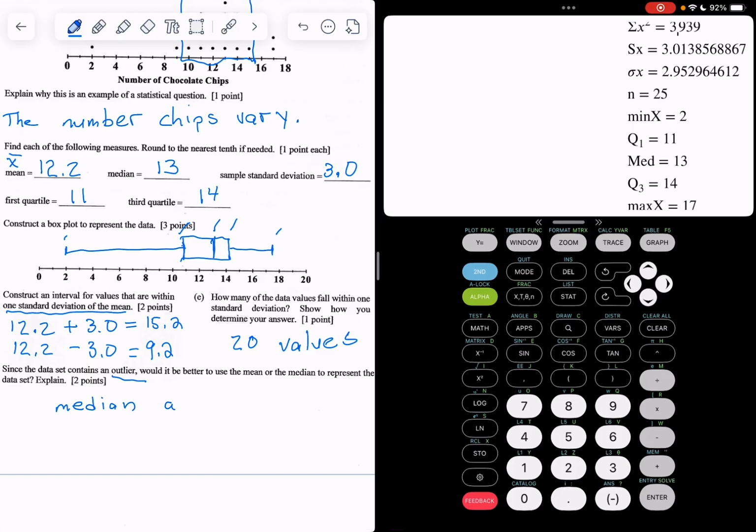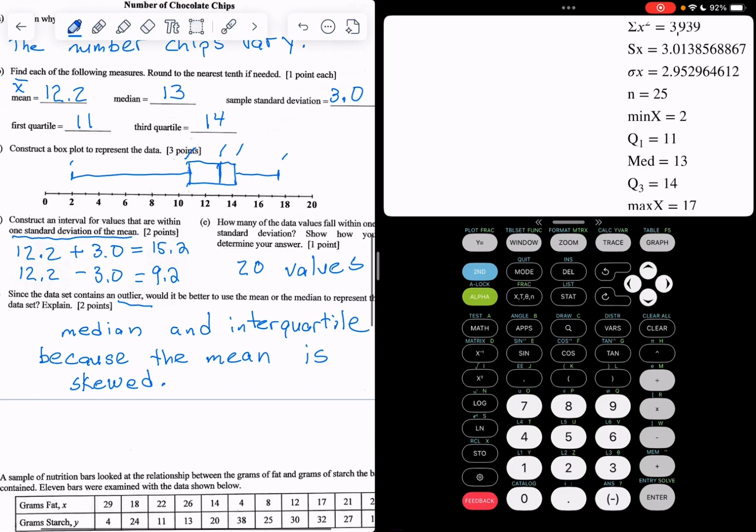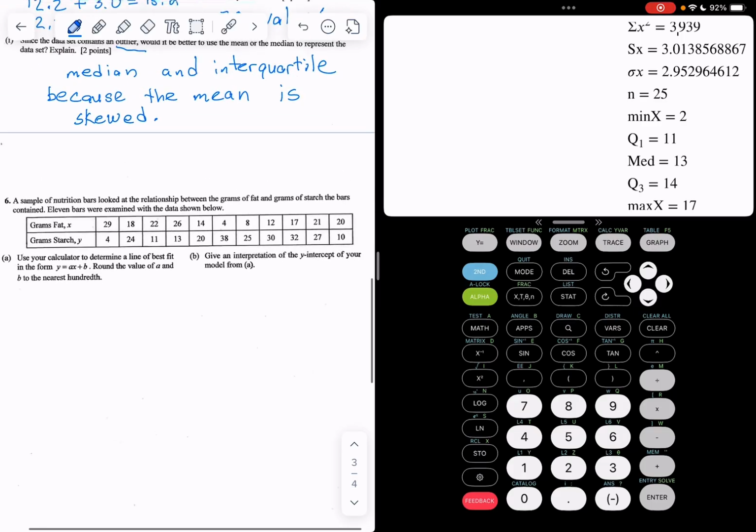and interquartile range. You would use the median, not the mean, because the mean is skewed left. Right, so it wouldn't be in the middle of the data, it would be to the left of the data, okay?